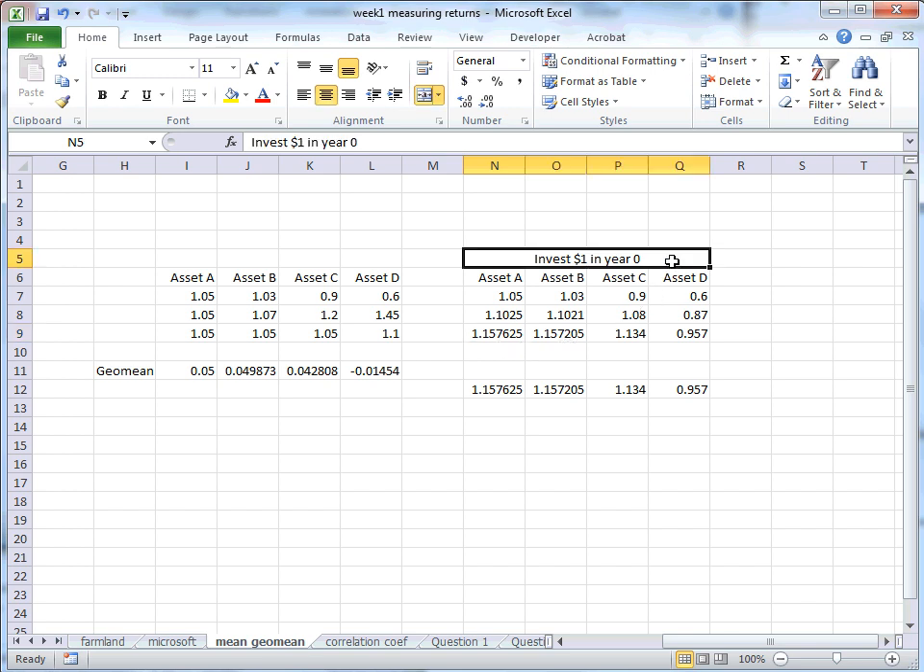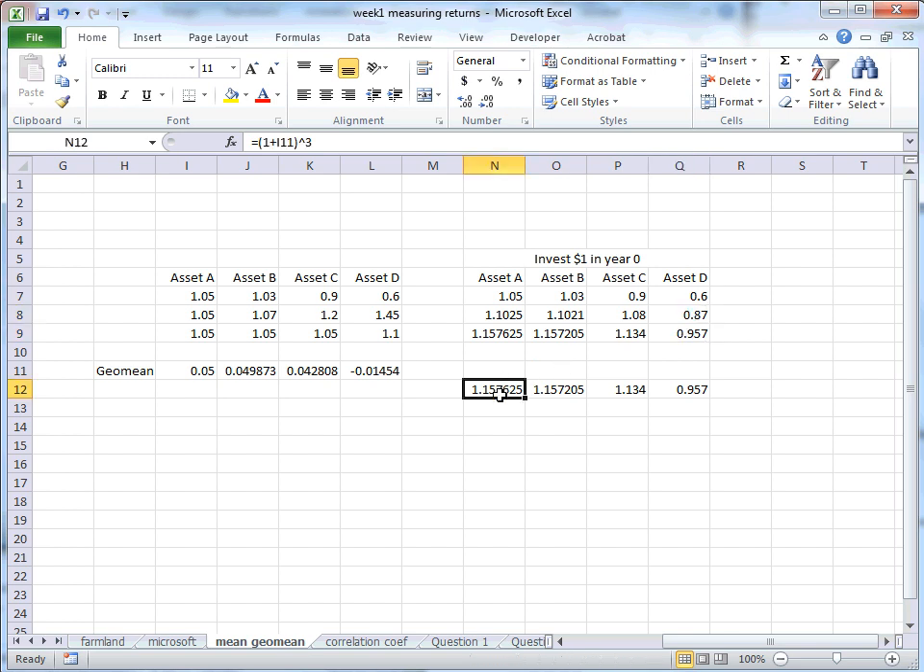Let's come over here and look at asset D. If I invest $1 and have a minus 40% return, I will have $0.6 at the end of year 1. I have a 45% return in year 2, but I started out with 60 cents, and a 45% return on 60 cents only gets me to $0.87. Another 10% return, I get to $0.957. So my $1 is $0.957.